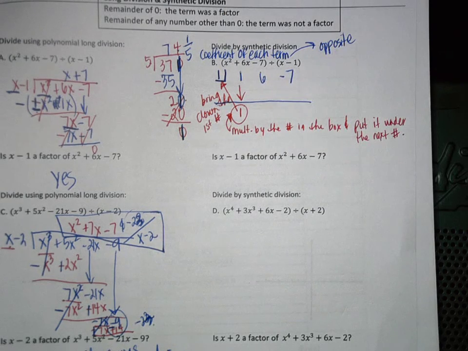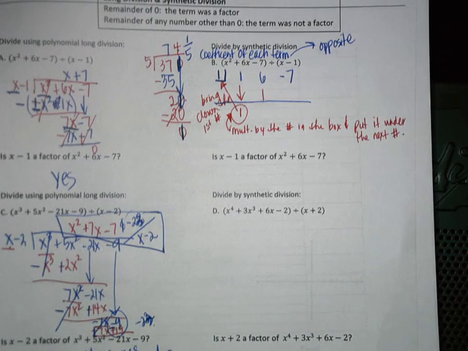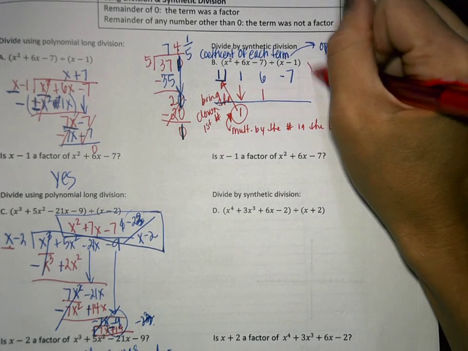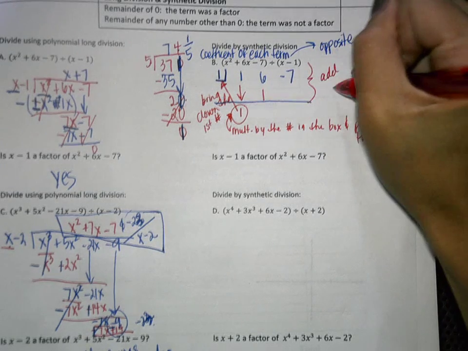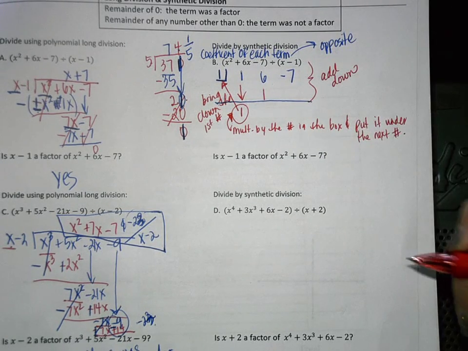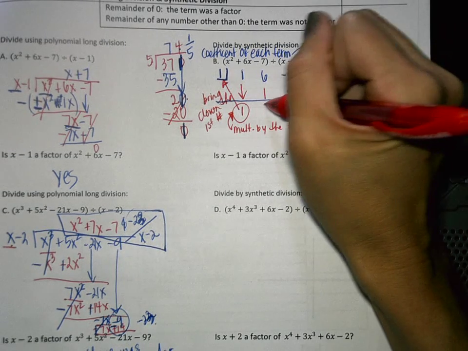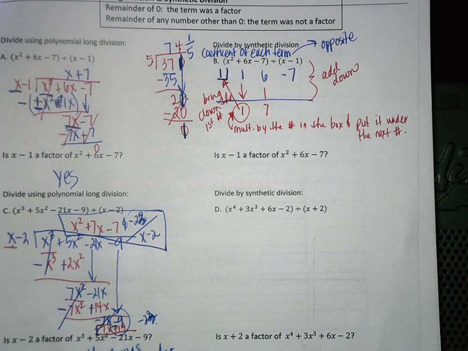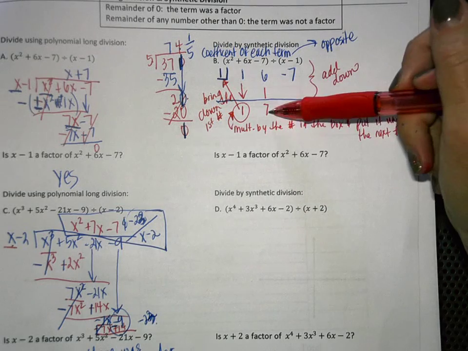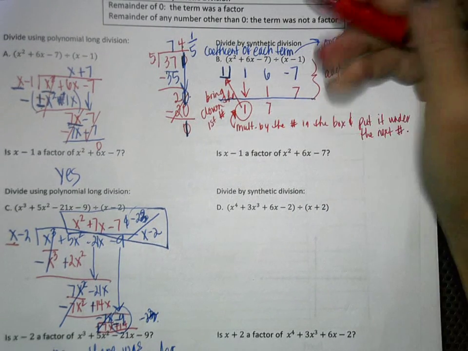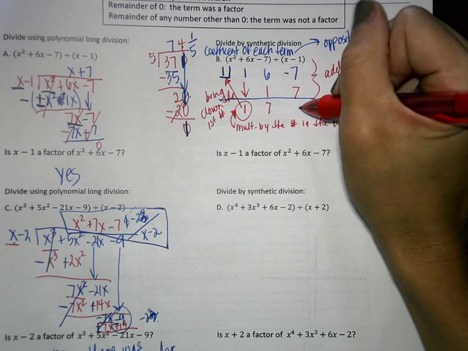So what is 1 times 1? 1. So we put that under the 6. And then you always add down. So what is 6 plus 1? 7. And then we do the same thing again. So I'm going to go 7 times 1, which is 7. And we add down and I get 0.